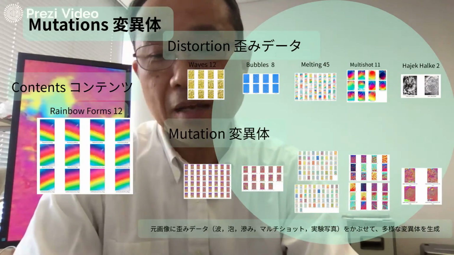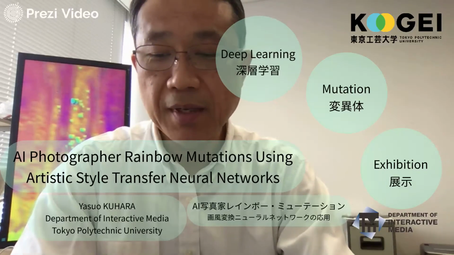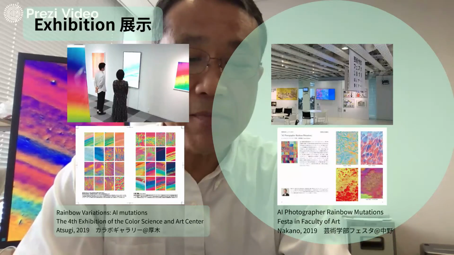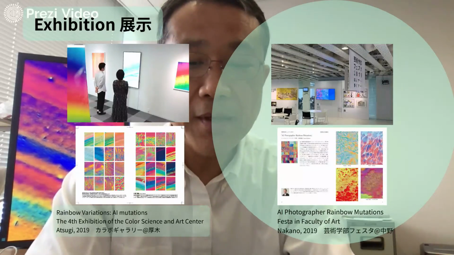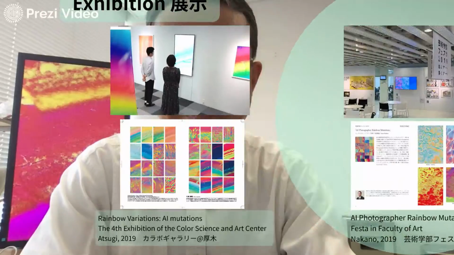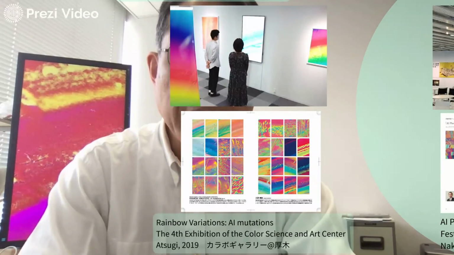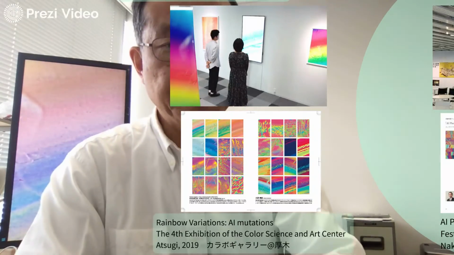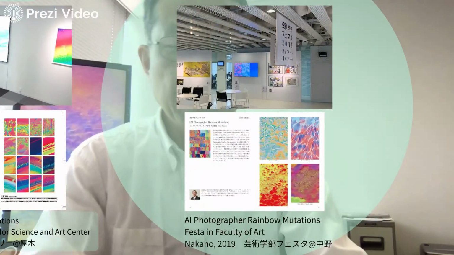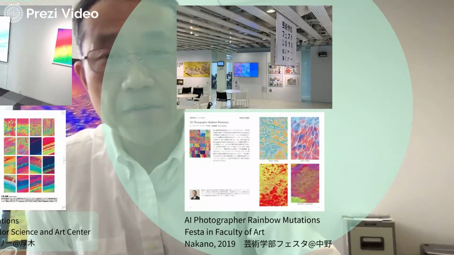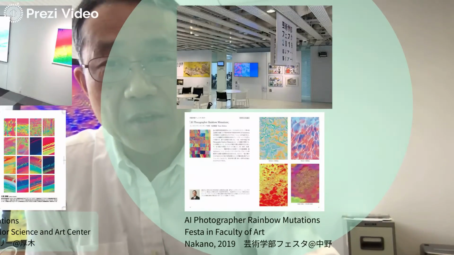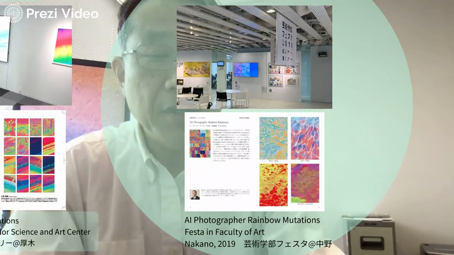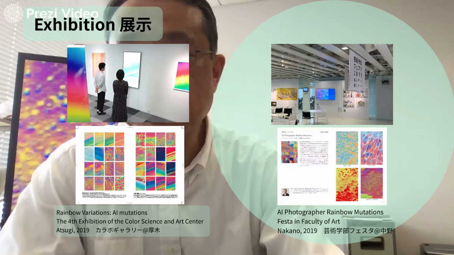I have some exhibitions. I exhibited this AI Photographer Rainbow Mutations in 2 events. One of these is this one, Color Science and Art Laboratory of Tokyo Polytechnic University, Atsugi campus. And next, this is Art Festa of Faculty of Arts of Tokyo Polytechnic University, Nakano campus. And we got good favor and success at both of the events.